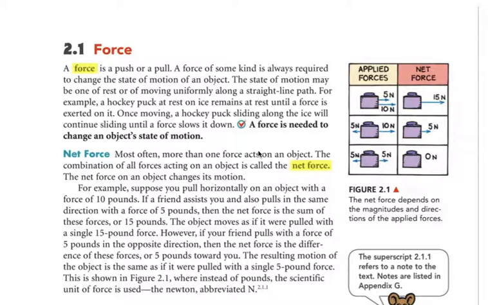However, if your friend pulls with a force of 5 pounds in the opposite direction, then the net force is the difference of the two forces, or 5 pounds towards you. The resulting motion of the object is the same as if it were pulled with a single 5-pound force. This is shown in Figure 2.1, where instead of pounds, the scientific unit of force is used, the Newton, abbreviated capital N. Figure 2.1. The net force depends on the magnitudes and directions of the applied forces.